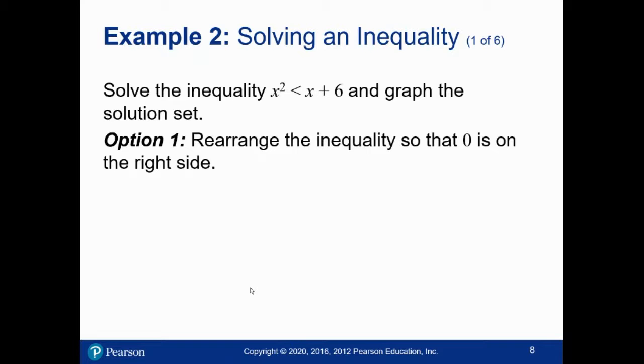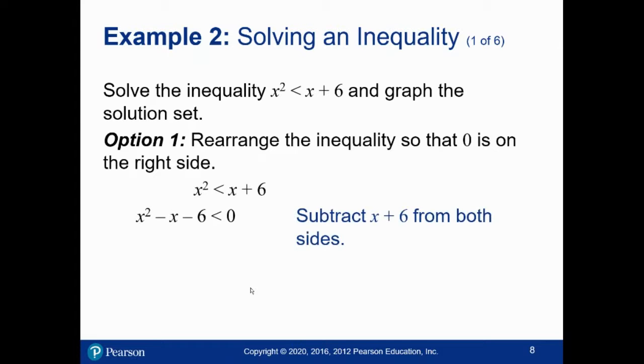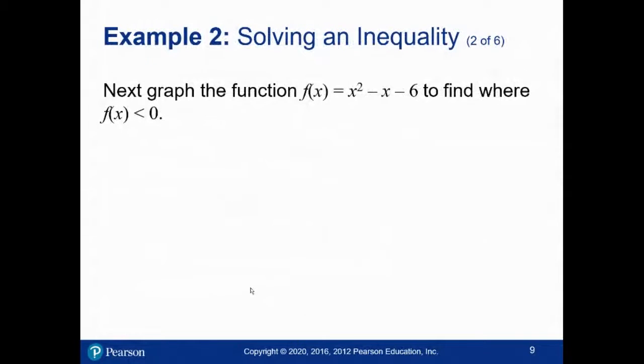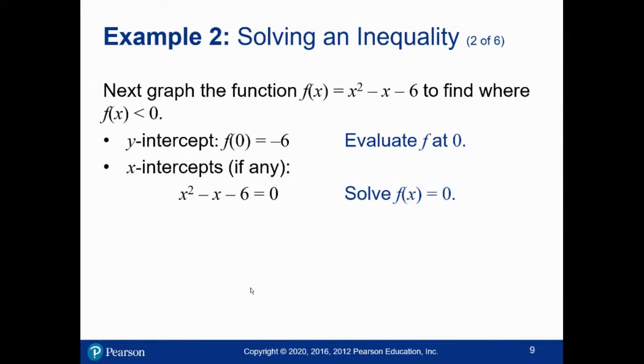Option 1, rearrange the inequality so that 0 is on the right-hand side. So I'm going to subtract x plus 6 from both sides. This is really the same as the original problem. So we're going to graph this. So we're going to find the intercepts. We're going to find x-intercepts.